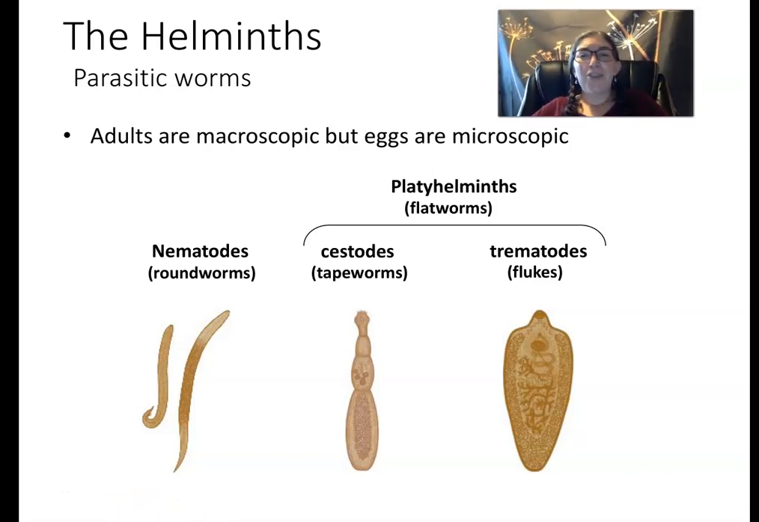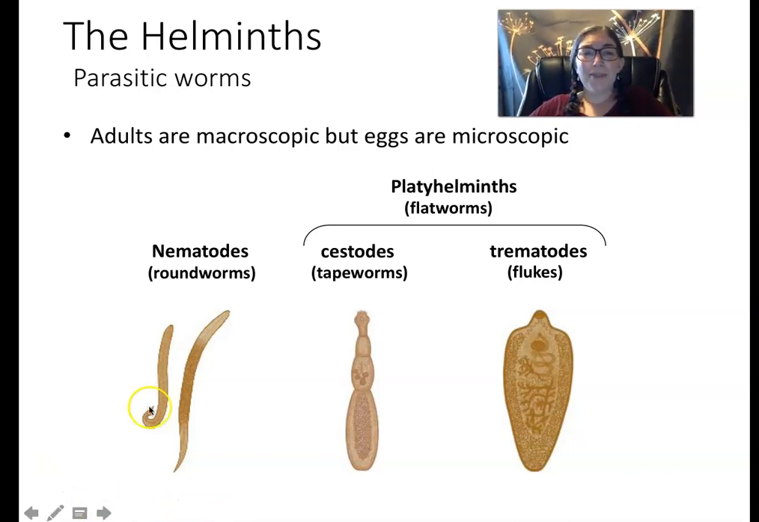So the three different types of helminths are the nematodes, which are the roundworms, the cestodes, which are the tapeworms, and the trematodes, which are the flukes. Tapeworms and flukes are both types of flatworms. And the term for flatworm is platyhelminth, literally meaning flatworm.